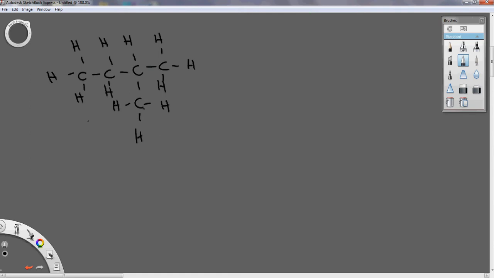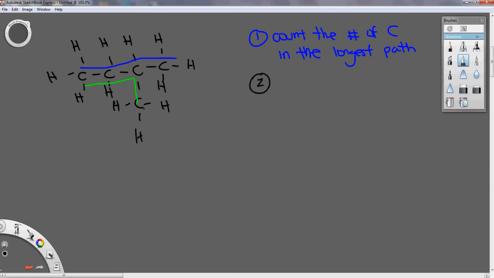Alrighty, so let's name this. First thing, I'm gonna write these out again. Count the number of carbon atoms in the longest path. So hopefully you guys had already done this. So it looks like the longest path is just going straight across. Could have also, looks like, gone like this. Alright, so a new thing you're gonna have to learn is when you number the carbon atoms, you want to give the branch the smallest number.